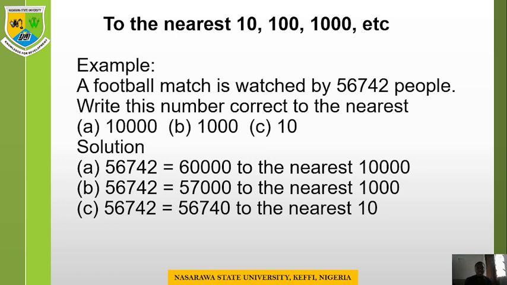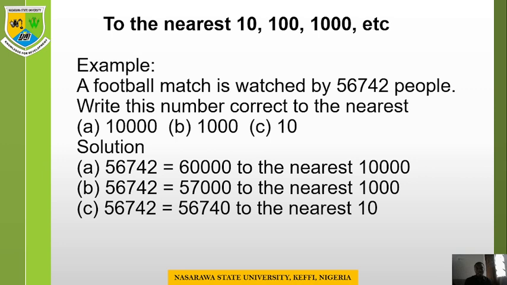So looking at this now, the first number in 56,742 to become 0 is 6, and this 6 is above 4. So it will round up to become 1, and we add it to the 5 before it. If we add 1 to 5, we shall have 6, and that is why we have 60,000. B.